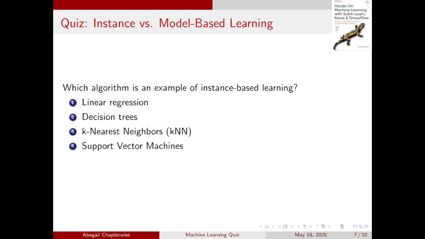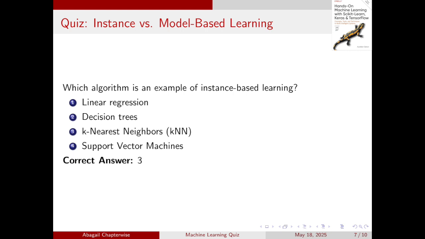Okay, quick knowledge check. This one's about how different machine learning systems generalize. Which algorithm is an example of instance-based learning? 1. Linear regression. 2. Decision trees. 3. K-nearest neighbors, or KNN. 4. Support vector machines. Take a moment to think it through, and as always, pause the video and drop your answer in the comments if you're following along.